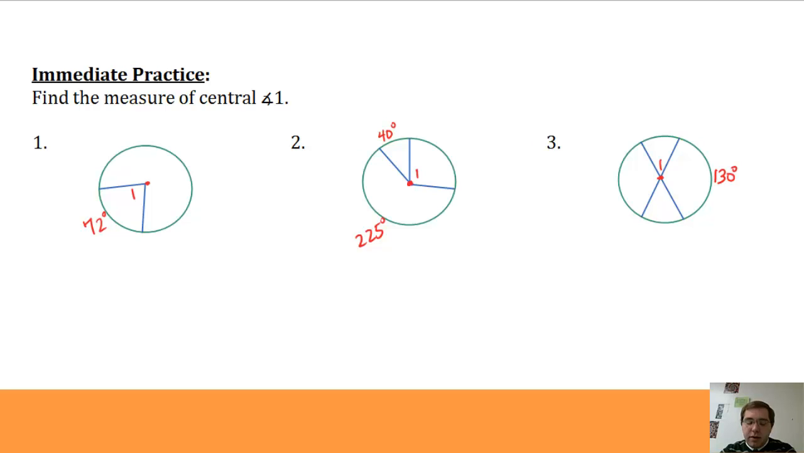So here are your immediate practice problems. Find the measure of angle 1 in each picture. Angle 1 is a central angle in each picture. So the red dot in the middle is the center of each circle. Find the measure of angle 1 in number 1, number 2, and number 3. Make sure you draw the pictures. And good luck. That is the end of section 9.3.